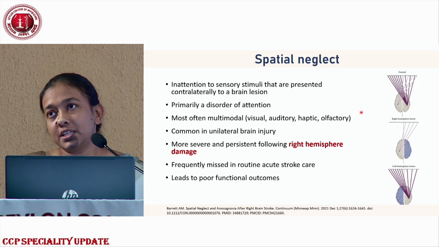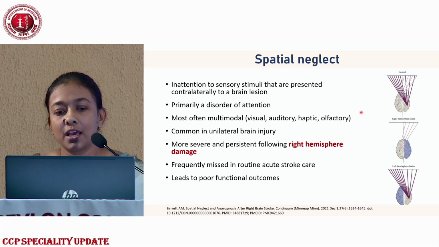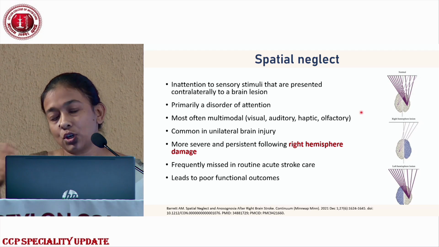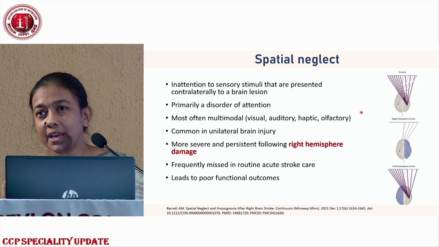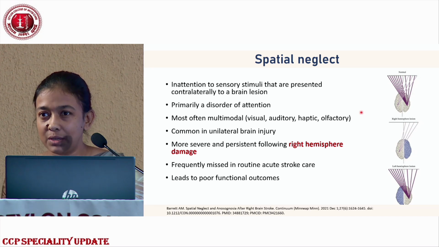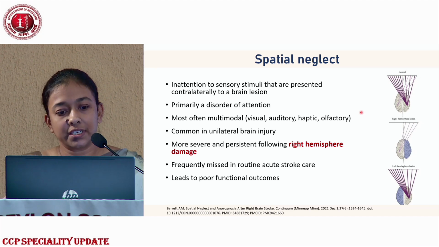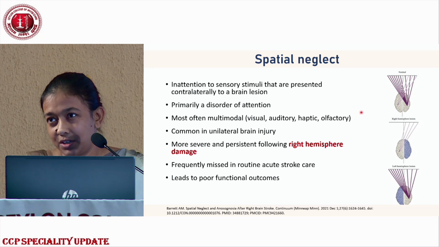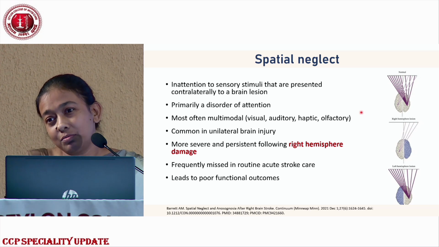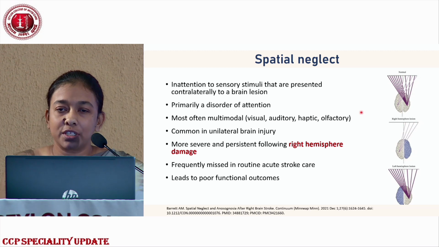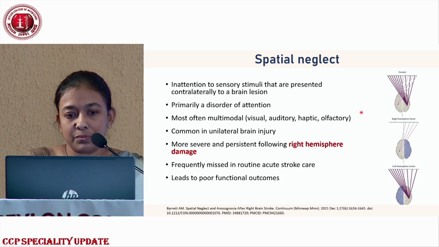So you can have inattention to visual stimuli, auditory stimuli, tactile stimuli, and olfactory stimuli in a particular hemispace, either left or right. And mostly it's the left hemispace, because attention, as a brain function, is lateralized to the right hemisphere. So it's right hemispheric strokes, mostly right MCA territory strokes, that we see spatial neglect. And it's commonly missed in routine acute stroke care. This spatial neglect causes poor functional outcomes, particularly with regard to gait training and also upper limb training.